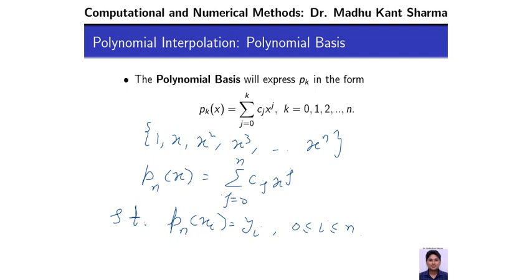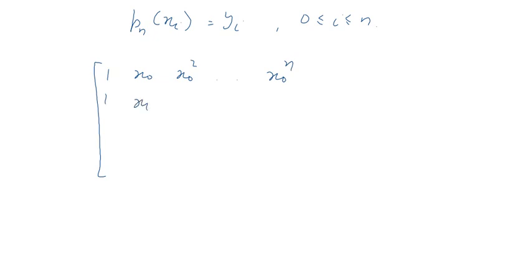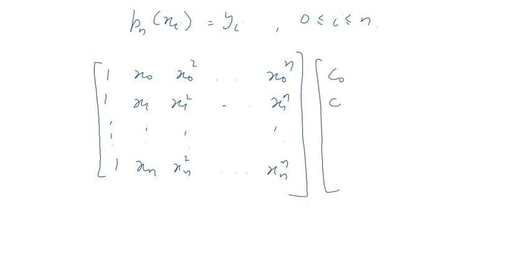Okay, so if you try to write in matrix form the interpolating conditions Pn of xi is equal to yi for the given polynomial basis, you will obtain the following matrix representation: 1, x0, x0 square and so on x0 to the power n; 1, x1, x1 square and so on x1 to the power n; and so on; 1, xn, xn square and so on xn to the power n, times c0, c1 and so on cn, is equal to y0, y1 and so on yn.